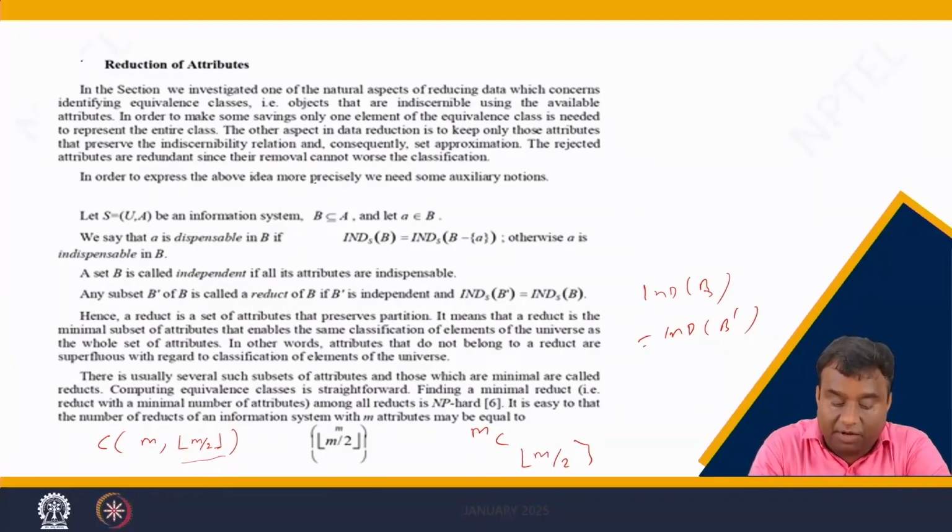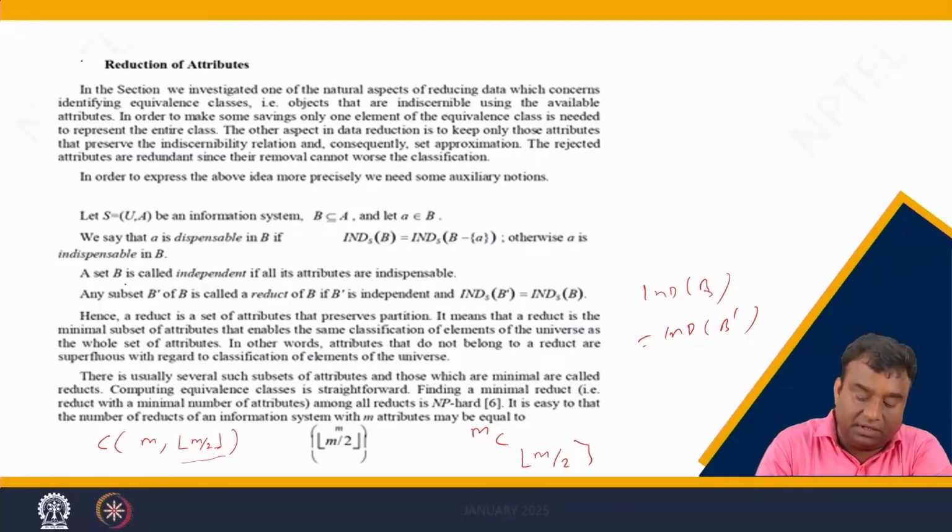In order to express the above idea more precisely, we need some auxiliary notation. Let S, a set of attributes and objects, be an information system. B is a subset of it. Let some value A belong to B. We say that A is dispensable in B if the indiscernibility relation of B is equal to the indiscernibility relation of B minus A. Otherwise, A is indispensable. If these two are equal, then it is dispensable. If not equal, then it is indispensable.